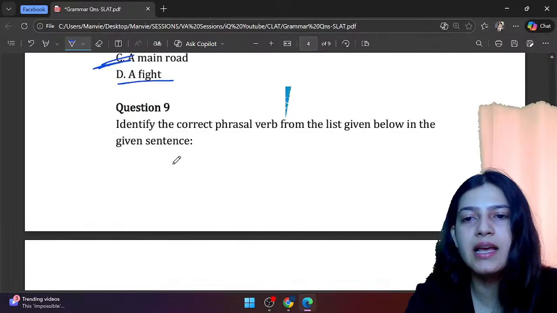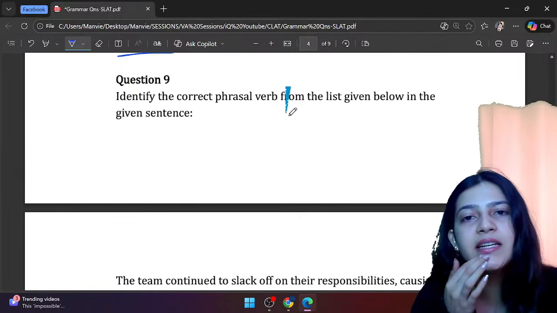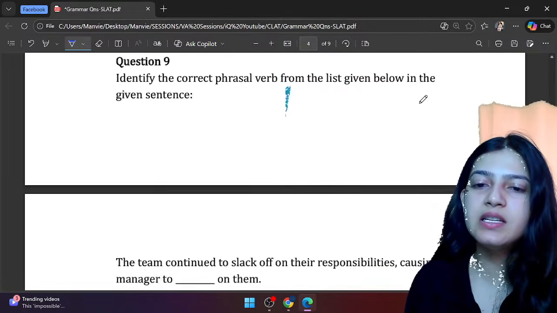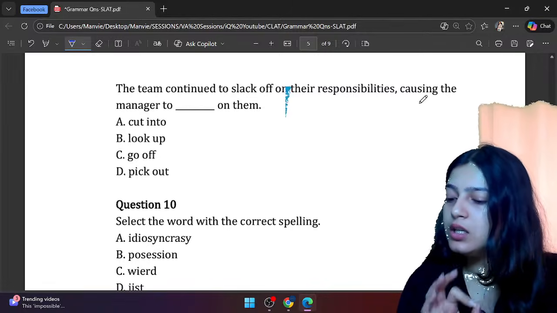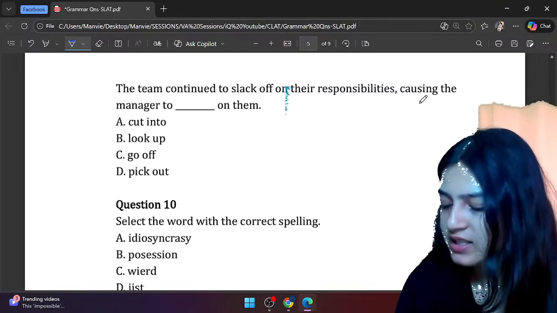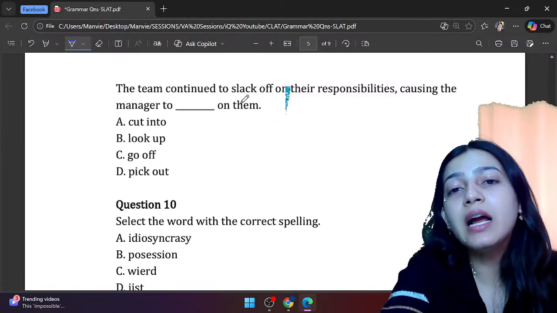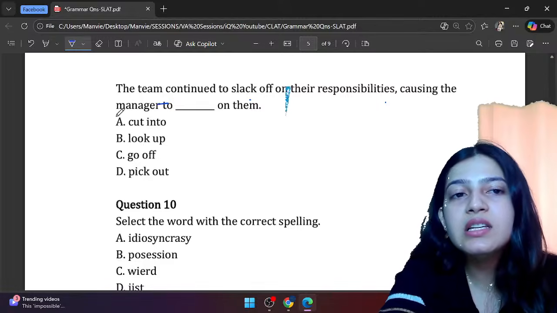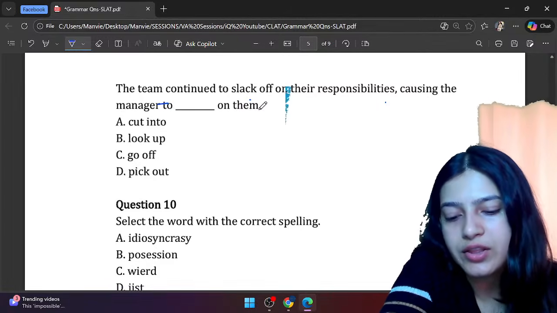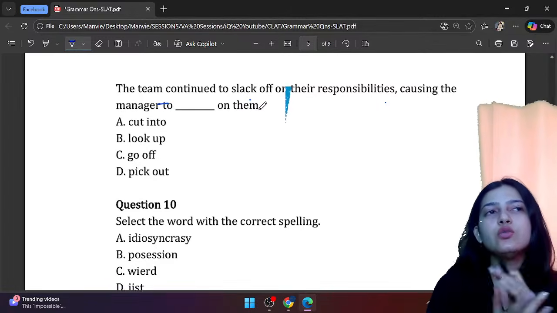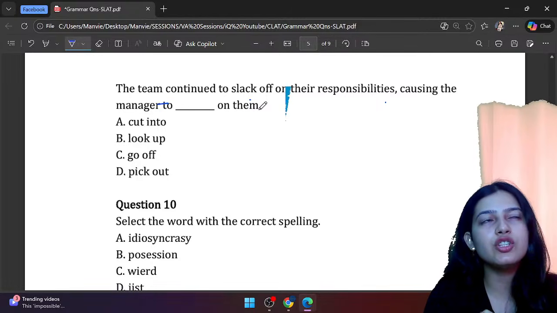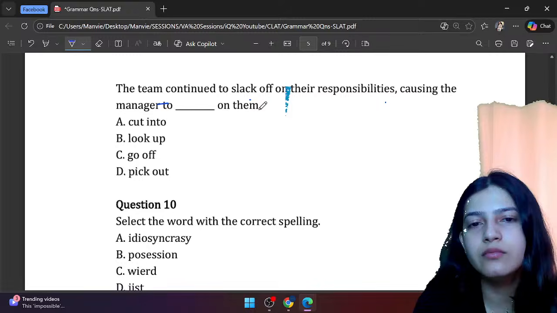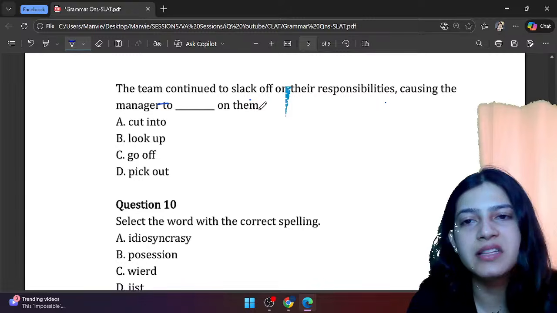Next question says identify the correct phrasal verb from the list given below in the given sentence. You need to find the right phrasal verb. So the team continued to slack off on their responsibilities, causing the manager to dash on them. So slack off is basically to reduce the effort, right? When they work slowly, that's slack off.